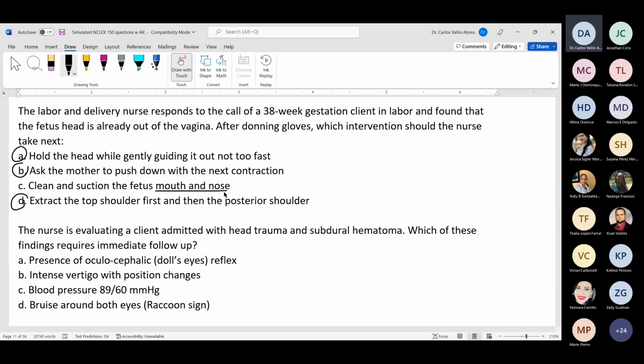clean the head with a sterile compress and to suction the mouth with a pear. Yeah, mouth and nose. So this is the first thing that you are going to do. Because they don't cry when the head comes out, they start crying when the body is out.